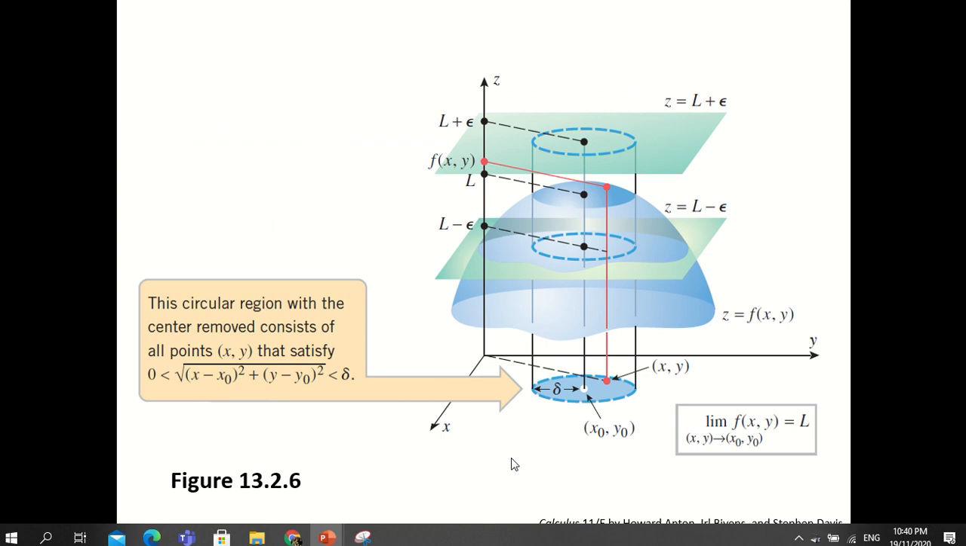All right, so from our illustration, this illustration discusses this mathematical expression. So the circular region with center removed consists of all points with coordinates x and y that satisfy this condition here. Okay, so this is this plane here, represented by z equal to L plus epsilon. And this one here is z equal to L minus epsilon. Alright, so this is our delta. This is the coordinates of our point that is at x sub 0 and y sub 0.